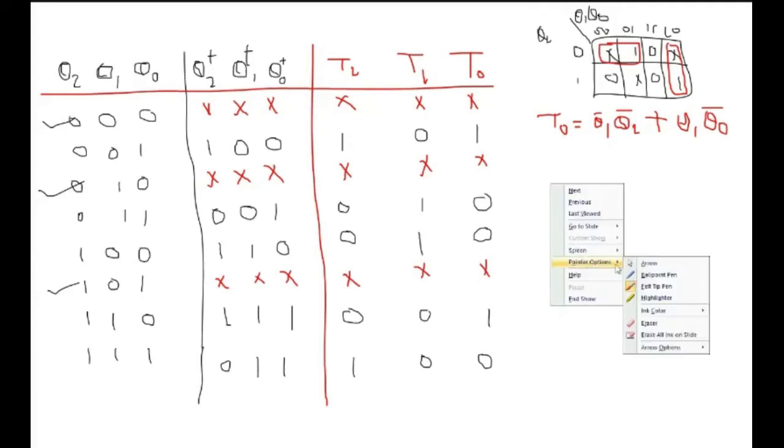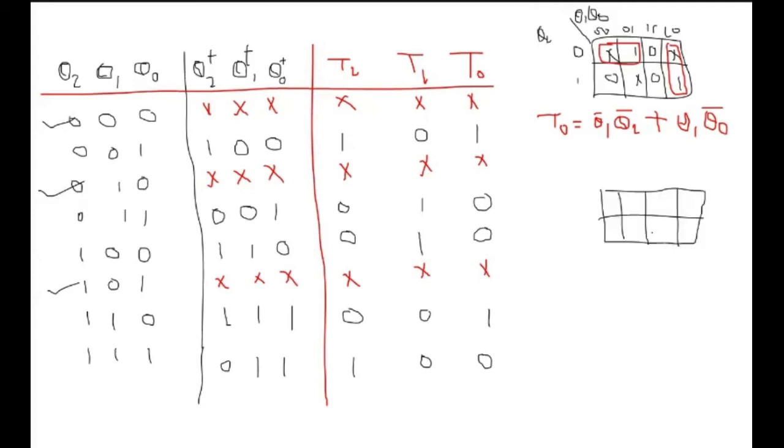Then we will solve it for T1. What we have: X0, X1, X0, X1, 1X, 00, 1X, 00. So the pairing will be these two and these two. This will be the pairing. So what will be the T1 in this case? Q2 Q1 bar plus Q2 bar Q1. So we can say Q1 XOR Q2.